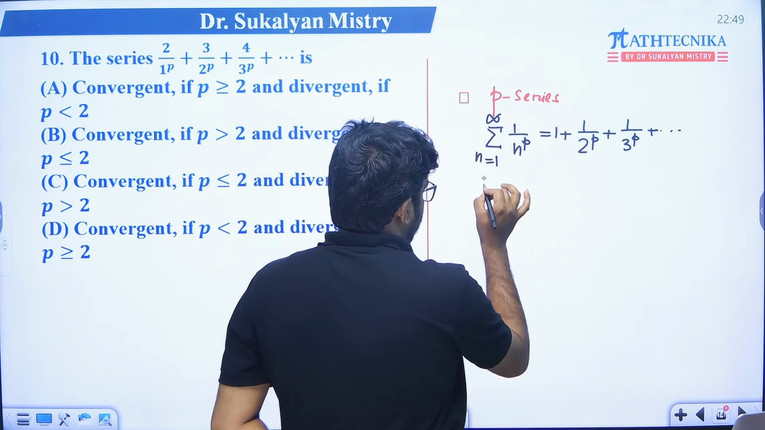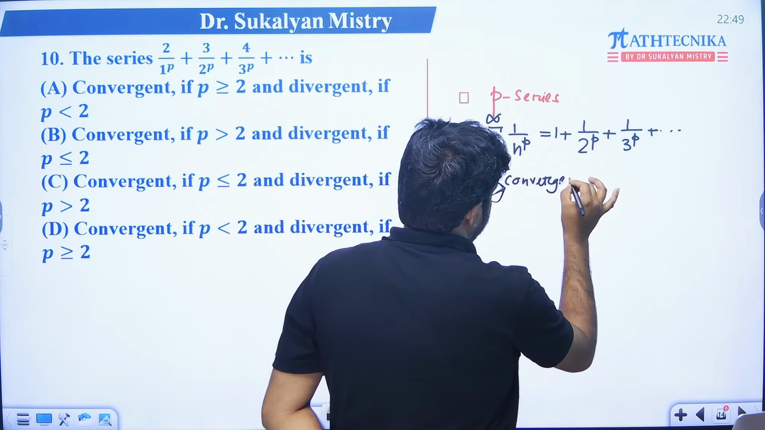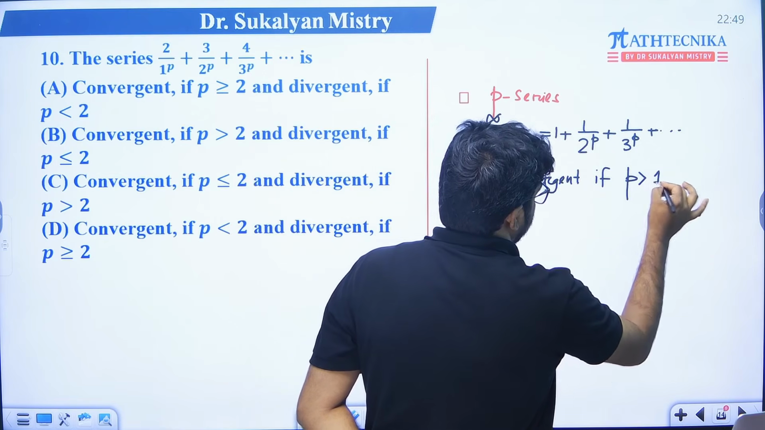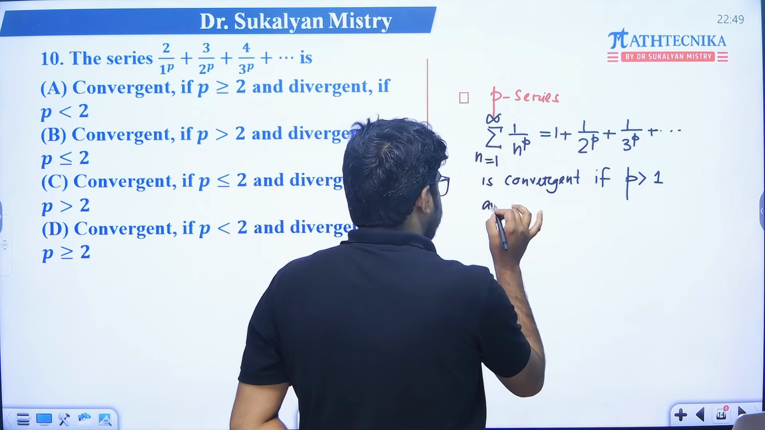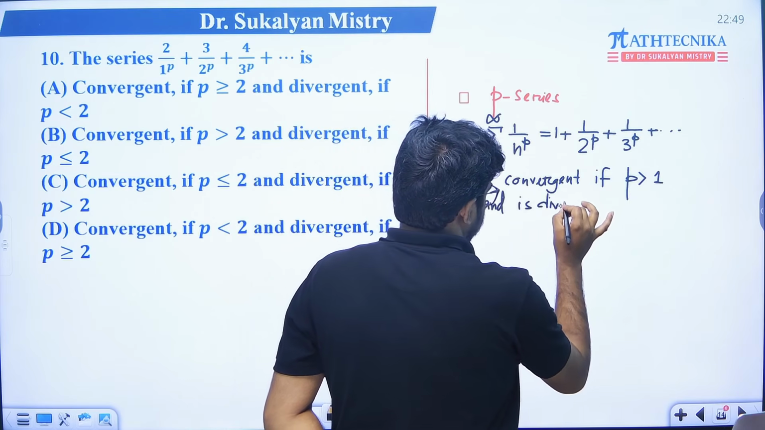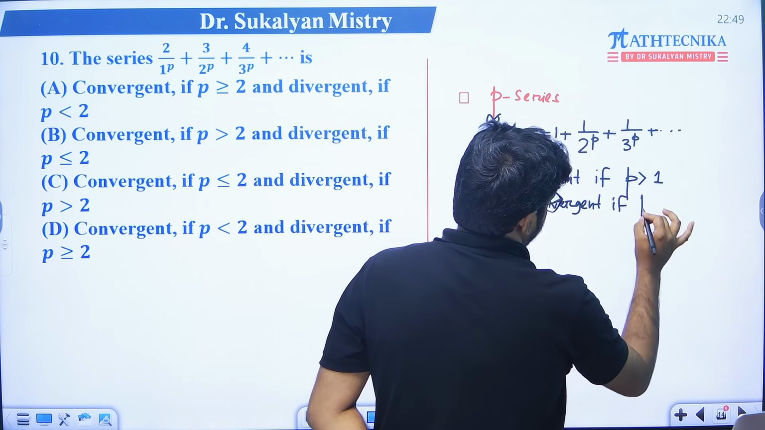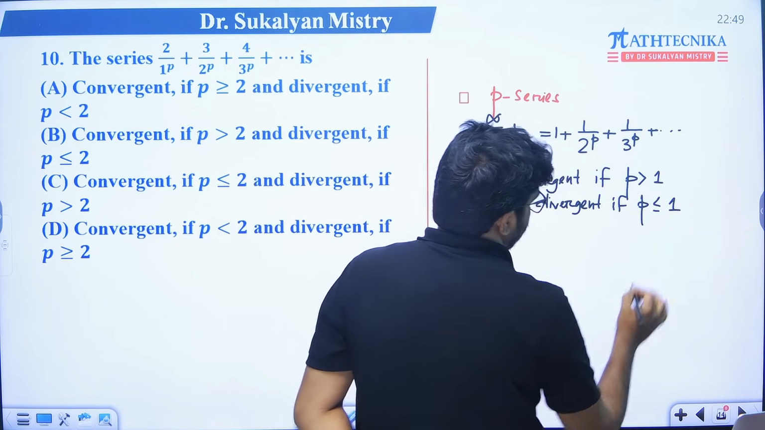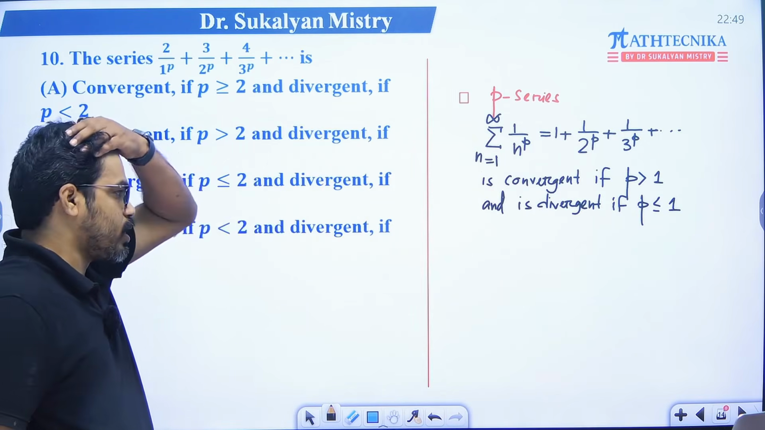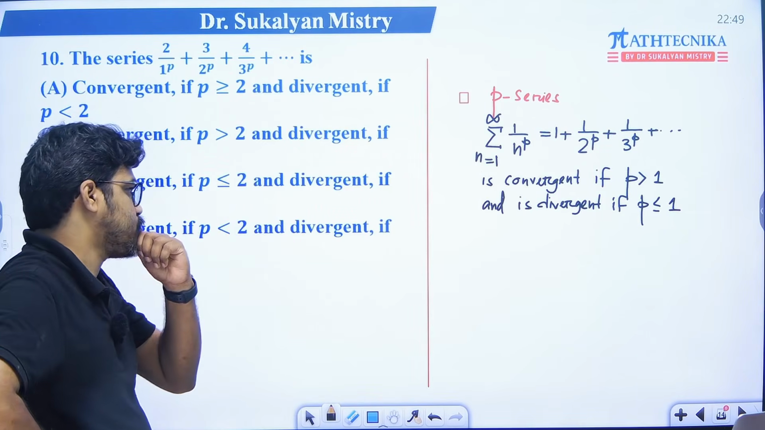So the p series is convergent if p is greater than 1. It is very important. And it is divergent, note this, it is very important, if p is less than or equal to 1. So the p series is convergent if p is greater than 1, and it is divergent if p is less than or equal to 1.